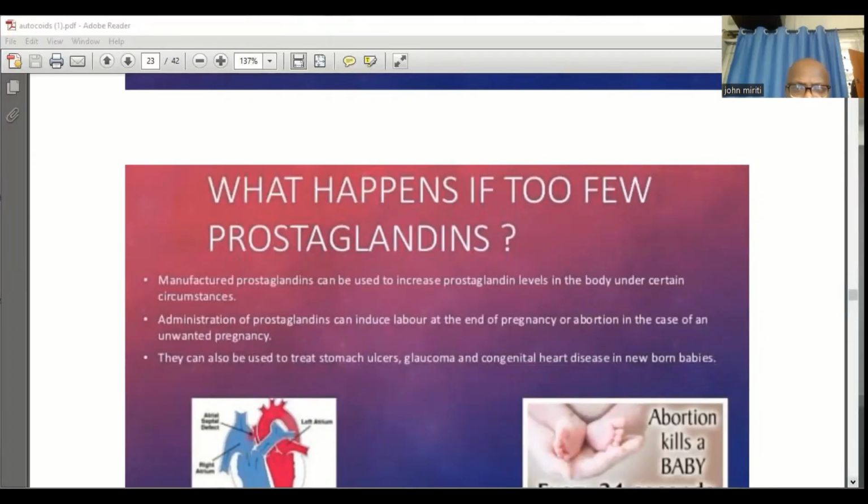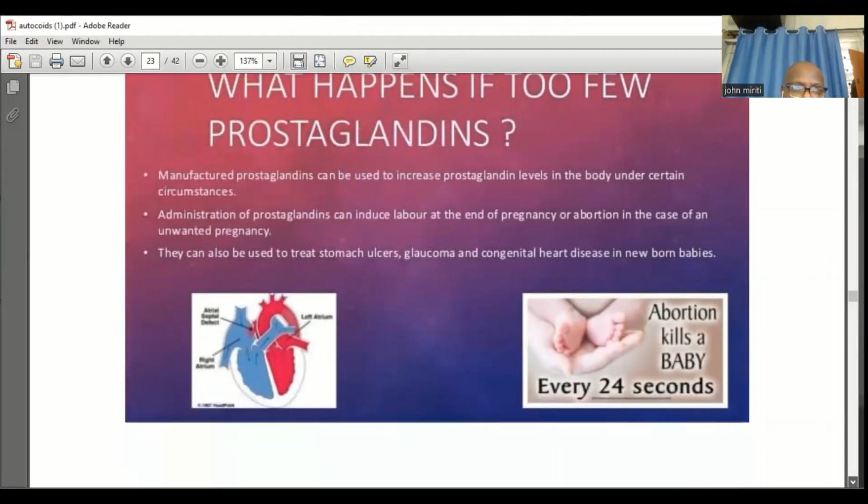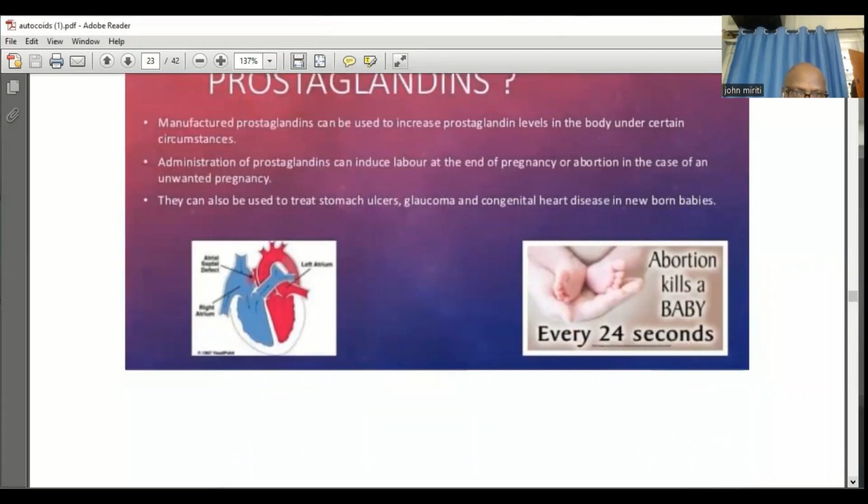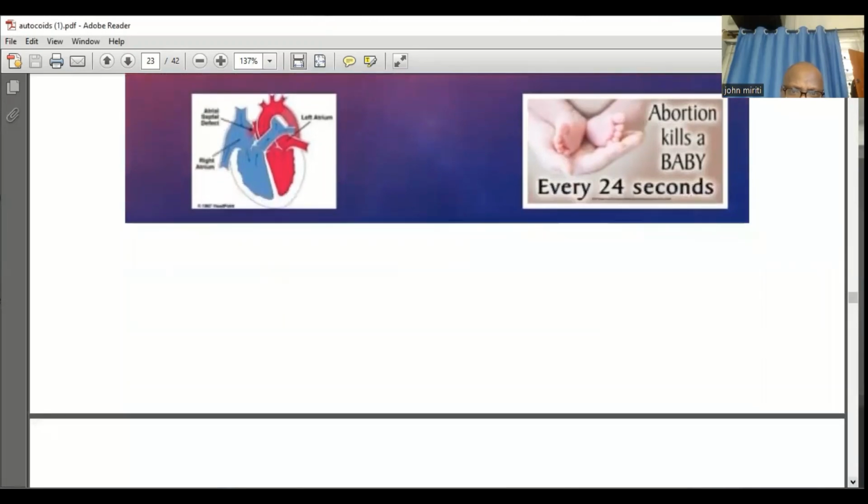So what happens if there are very few prostaglandins in the body? Manufactured prostaglandins can be used to increase prostaglandin levels in the body under certain circumstances. Administration of prostaglandins can induce labor at the end of pregnancy or abortion in cases of unwanted pregnancy. They can also be used to treat stomach ulcers, glaucoma, and congenital heart diseases in newborns, and prostaglandins are known to play a big role in the closure of the patent ductus during birth.